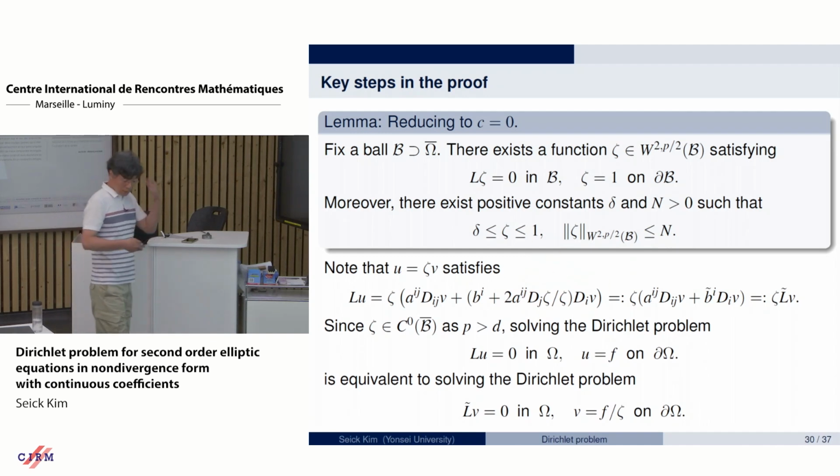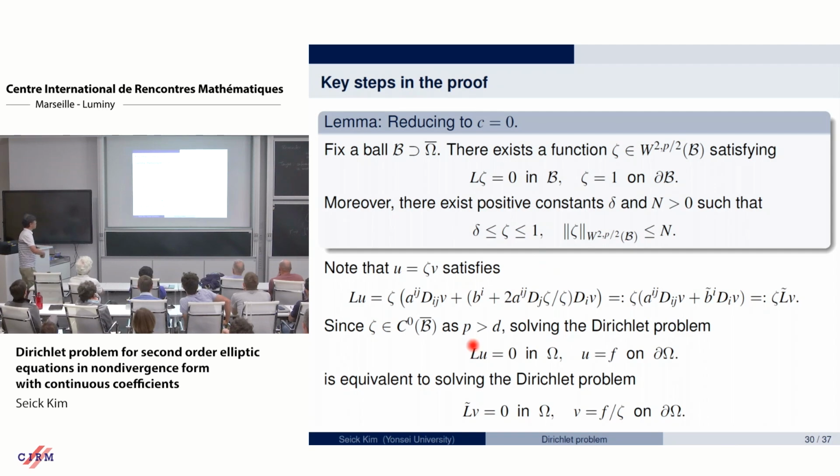So solving this Dirichlet problem, which is also continuous because we assume p is bigger than d, like from the Sobolev embedding, you can see that this is continuous. Solving this Dirichlet problem is exactly equivalent to solving this modified Dirichlet problem for the modified operator L tilde without C. And the fact that zeta is strictly positive plays a role here. So this way you can get rid of C. That's a well-known technique in PDE.